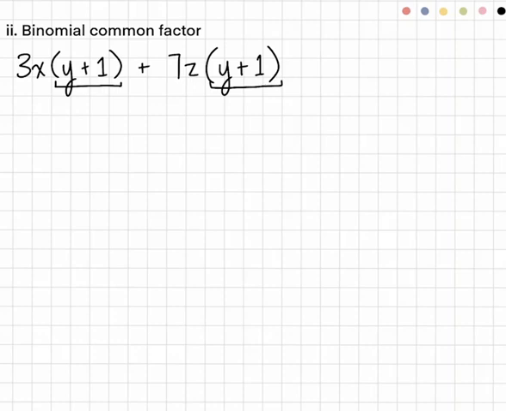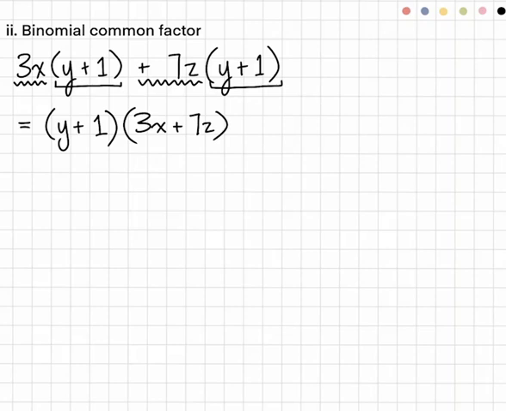So what you do is very simple. You just take the y plus 1 and you write it out front in the first set of brackets, and then you look at your remaining terms. So I have 3x and I have positive 7z. So all I'm going to do, in my next set of brackets, is write 3x plus 7z. It's as simple as that. Let's try one more.